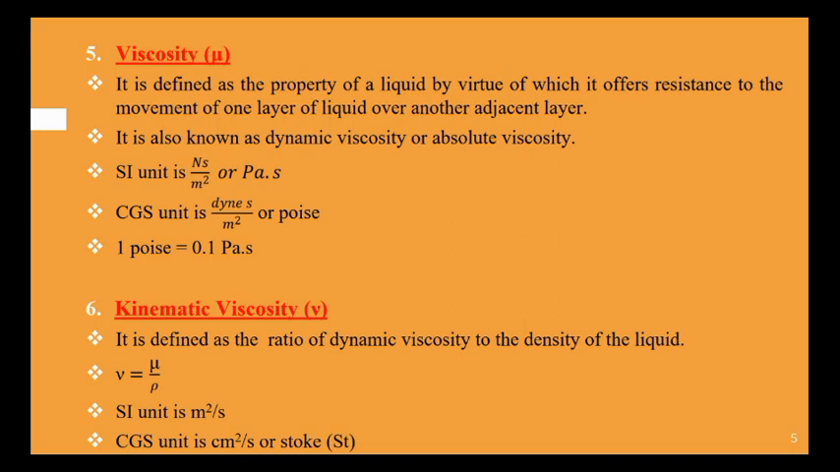The sixth property is kinematic viscosity. It is denoted by nu. It is defined as the ratio of dynamic viscosity to the density of the liquid. That is nu equal to mu by rho, where mu is the dynamic or absolute viscosity and rho is the density. Here also both SI and CGS units are very important. The SI unit is meter square per second and CGS unit is centimeter square per second or stoke.